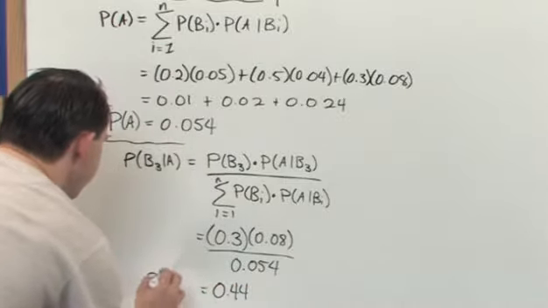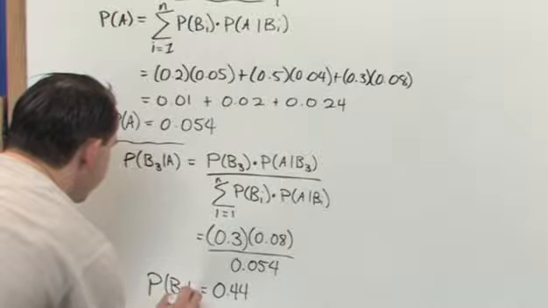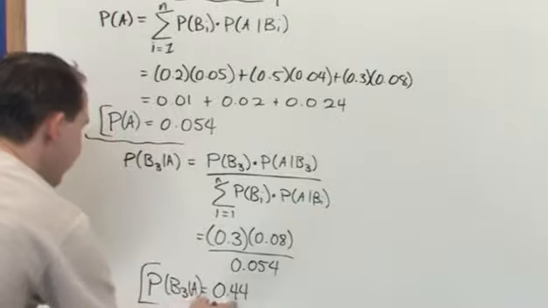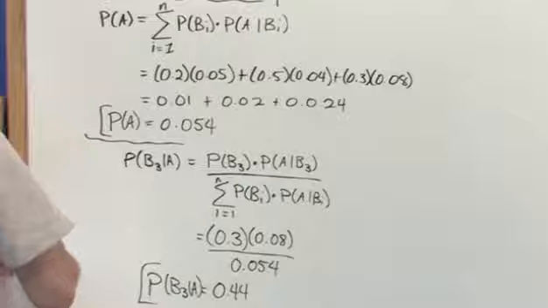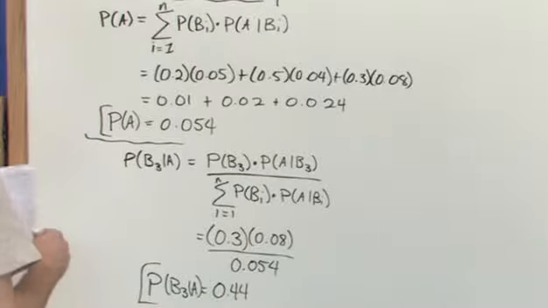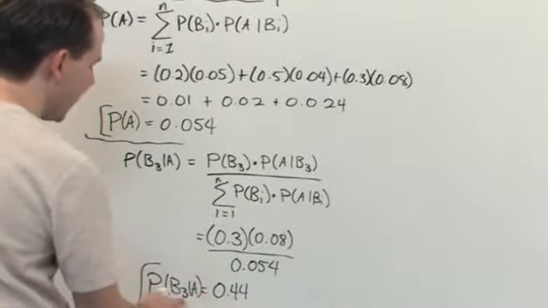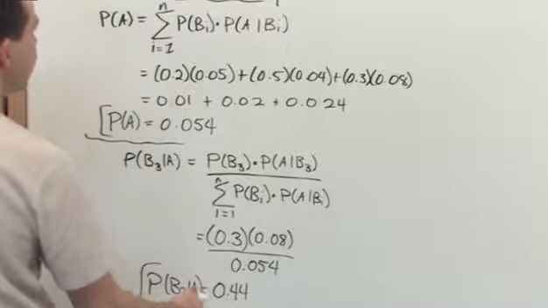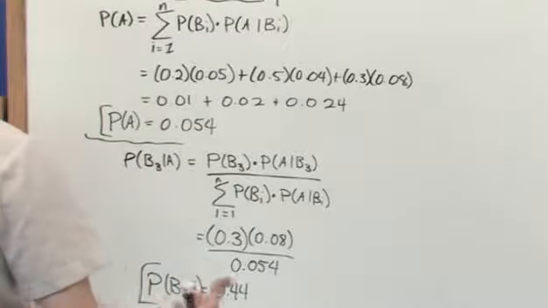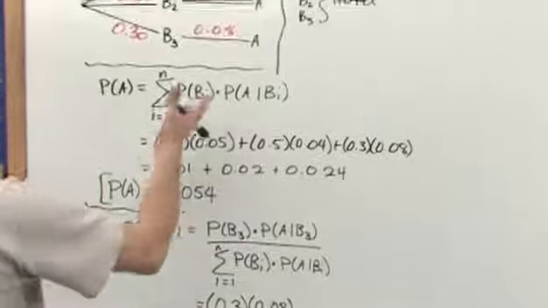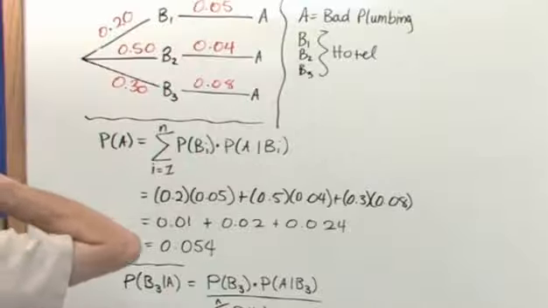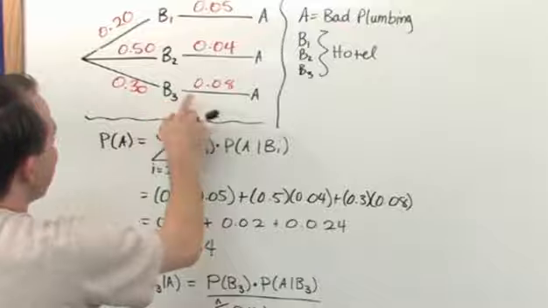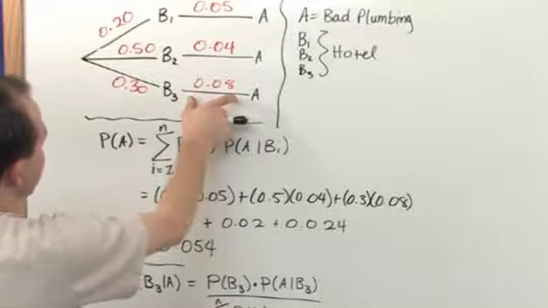So the probability of B3 given that A occurred is actually pretty high. It's almost 50%. It's 44%. If someone is actually having bad plumbing, the odds of it coming from hotel B3 is actually pretty darn high, almost 50%. Why is that the case? Always go ask yourself that. Well, if you look back up here, first of all, hotel B3 has the highest percentage of plumbing problems.